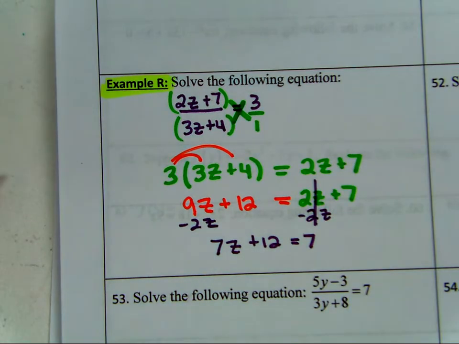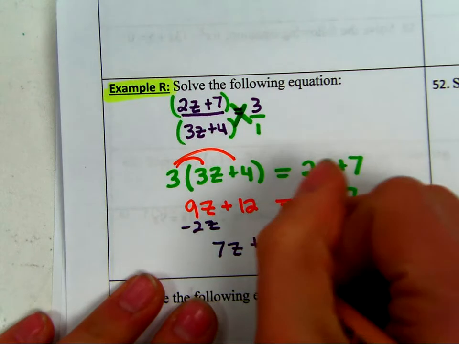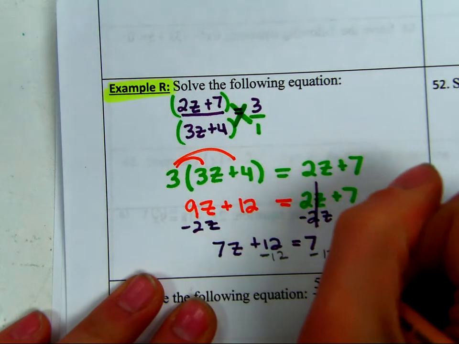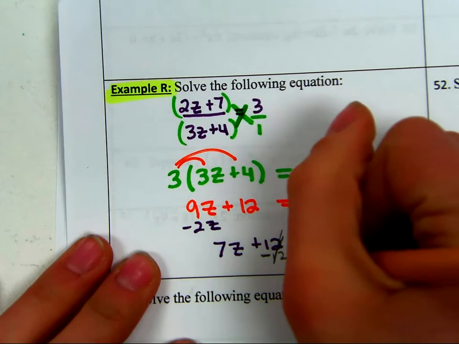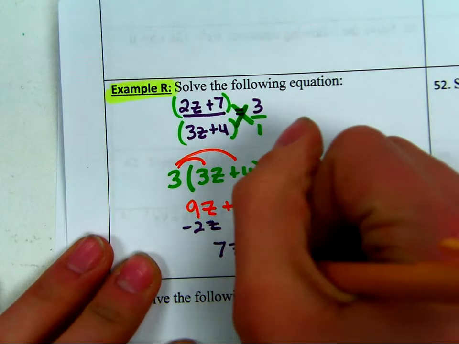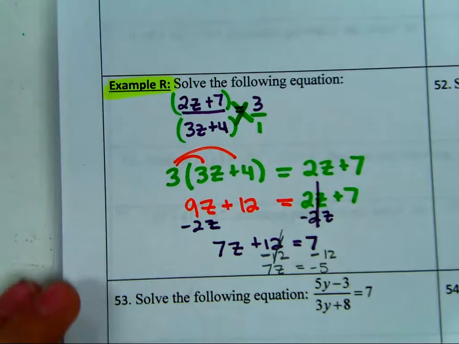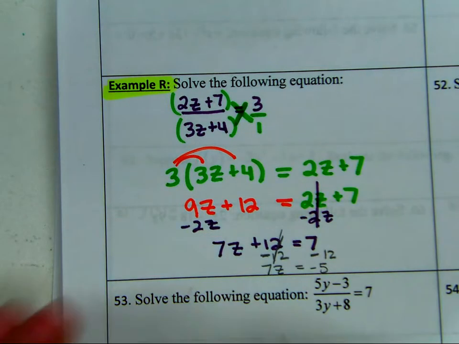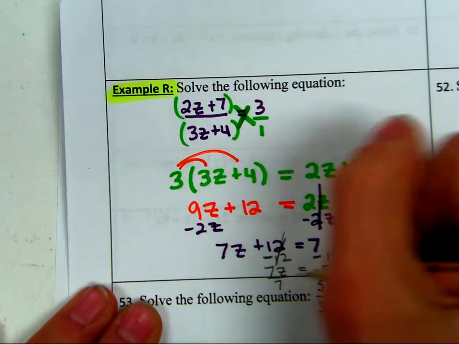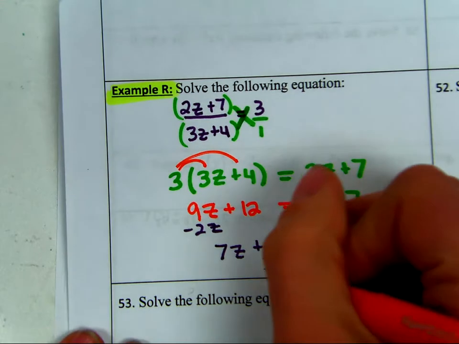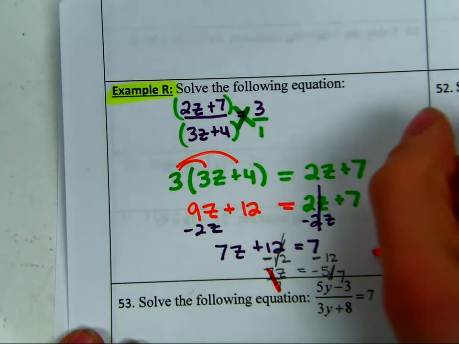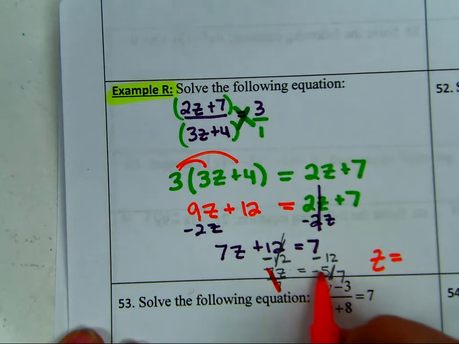Again, we're trying to get z by itself, so we could subtract this 12 to the other side. If we do that, we're going to get negative 5 equals 7z. And we just need to get z by itself. Divide both sides by 7. Sorry, this is getting a little messy. Our 7's cancel. We get z equals negative 5/7.